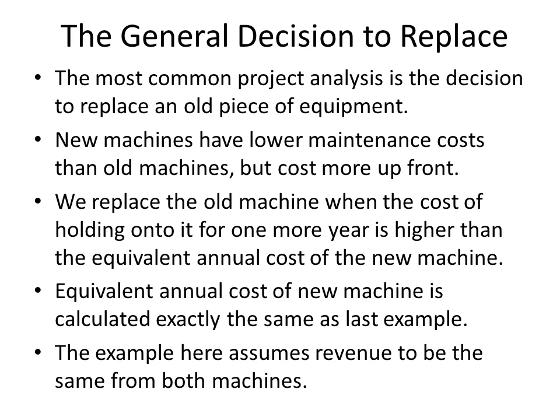Now, we replace the old machine when the cost of holding on to it for one more year is higher than the equivalent annual cost of the new machine. How are we going to figure that equivalent annual cost of the new machine? Exactly the same way we calculated it in the previous example. Now, one more thing to note. The example here assumes the revenue to be the same from both machines, similar to the tennis ball throwing machine example we looked at earlier.